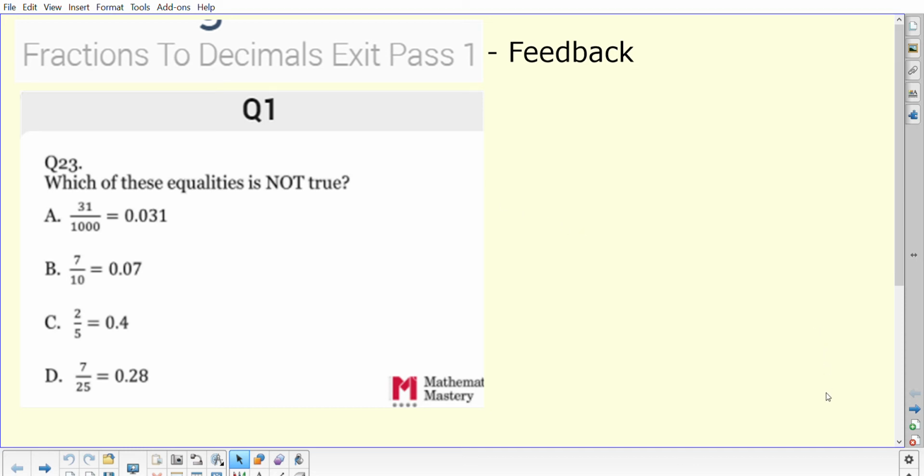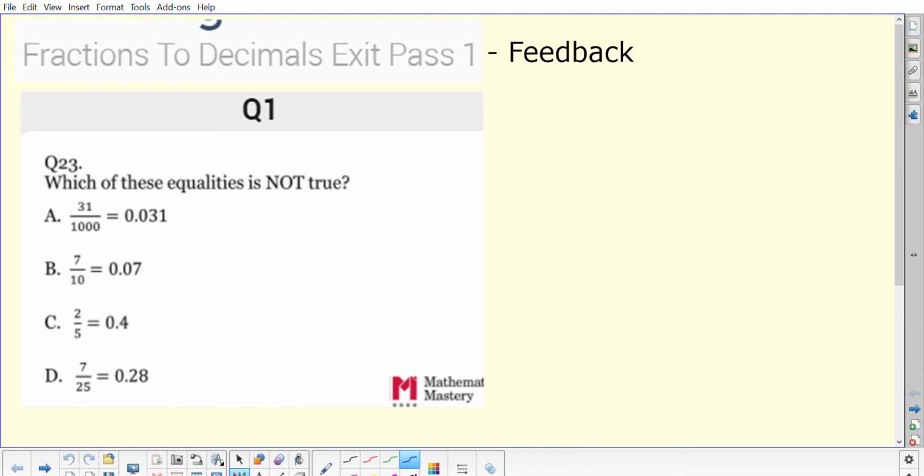So in this diagnostic quiz, fractions to decimals, the focus was all about being able to interchange between the two versions. So this first question, which of these equalities is not actually true? So you're looking at 31 over 1,000.